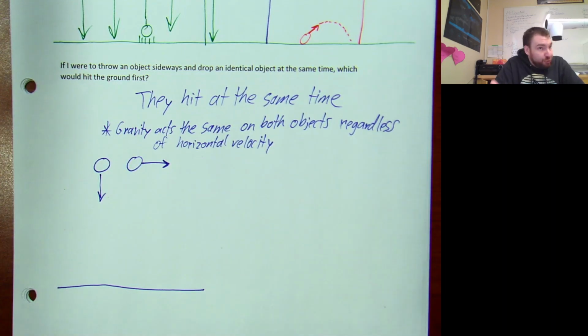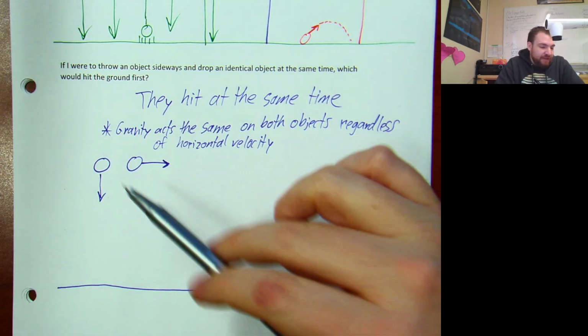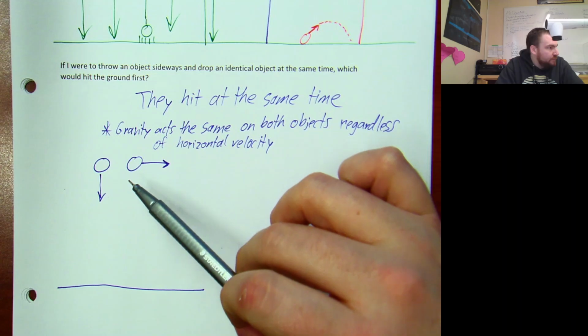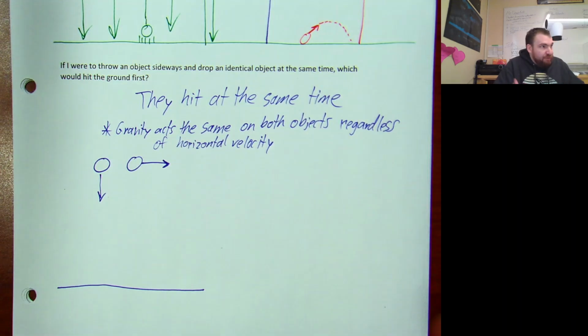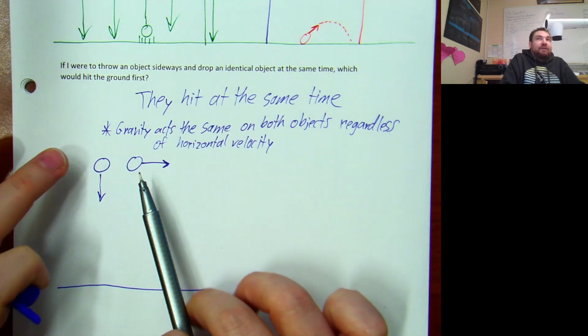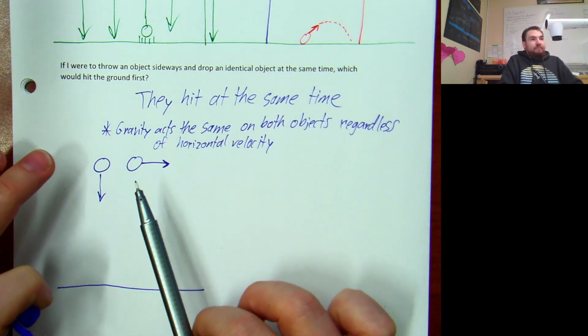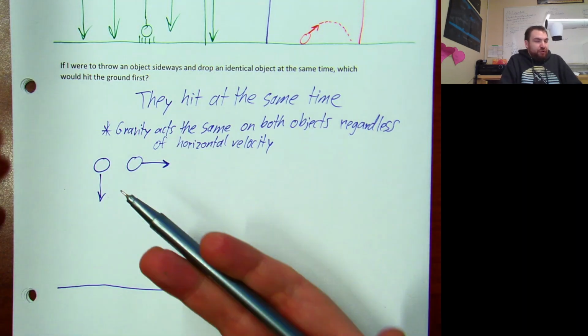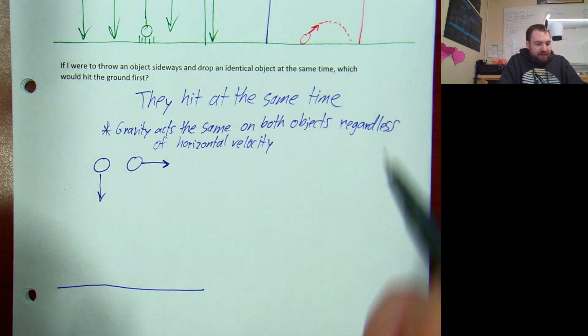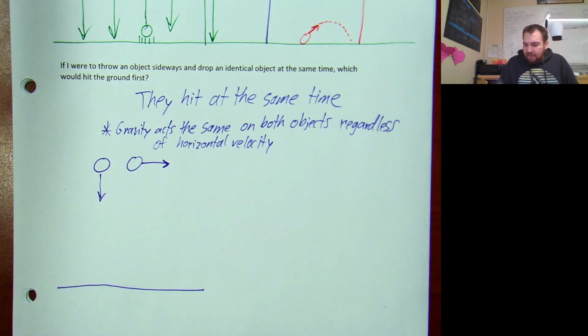This is only true for projectiles, which is why I specified what projectiles were right at the beginning. Projectiles are anything where gravity is the only thing acting. So if I gave this ball wings, now all of a sudden I'm providing it with some lift, it wouldn't work. What I need here are two objects that have no wings, no lift. They are true projectiles. There is an interesting little result that pops out of here.